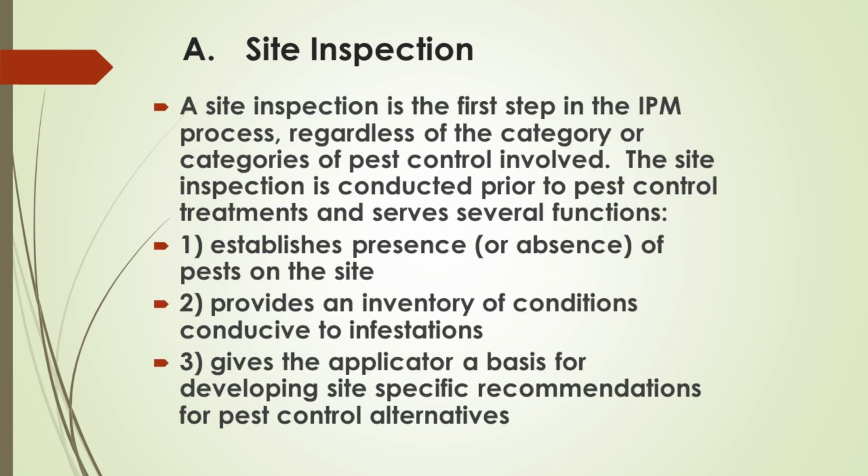First, let's look at a site inspection. A site inspection is the first step in the IPM process, regardless of the category or categories of pest control involved. The site inspection is conducted prior to pest control treatments and serves several functions. 1. It establishes presence or absence of pest on the site. 2. Provides an inventory of conditions conducive to infestations. And 3. Gives the applicator a basis for developing site-specific recommendations for pest control alternatives.